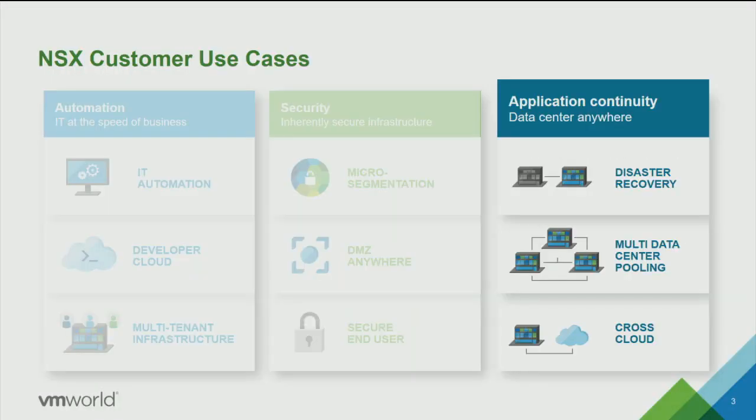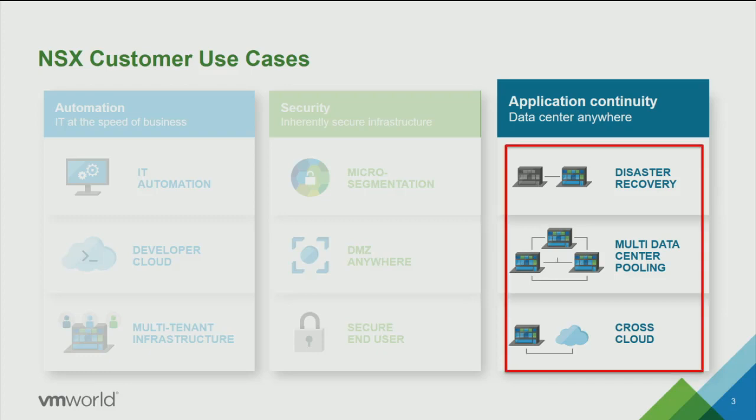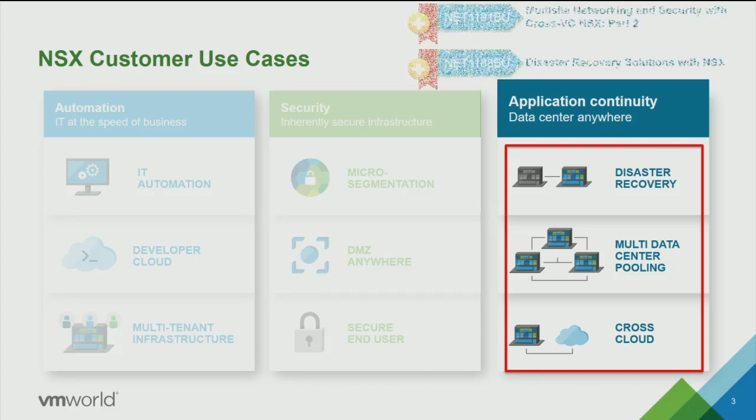But let's start off with the bucket use cases for NSX. So the three main use cases we have are automation, security, and application continuity. And when we talk about multi-site, we're really talking about application continuity. And under this, you have a number of bucket use cases, smaller use cases, I could say sub-use cases. They're like disaster recovery, workload mobility, multi-site security, resource pooling. And we'll get into these in more detail.